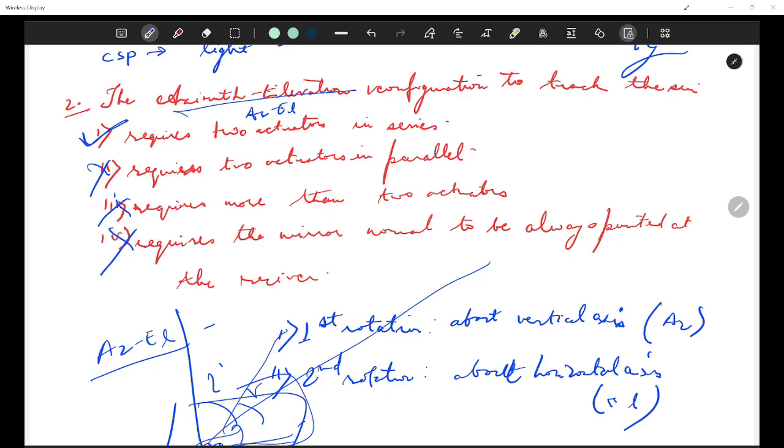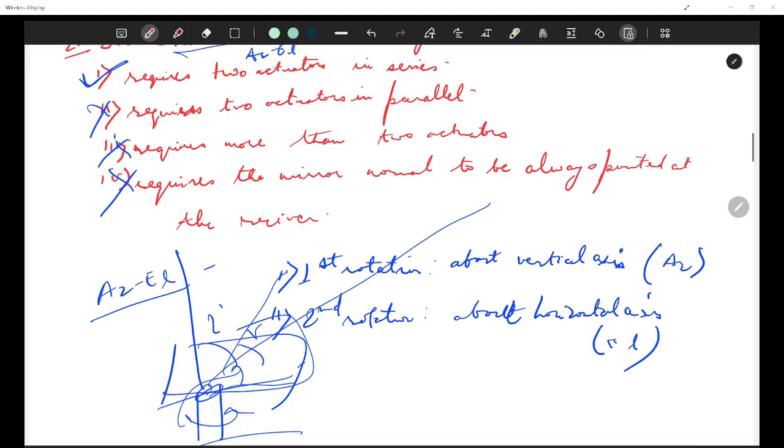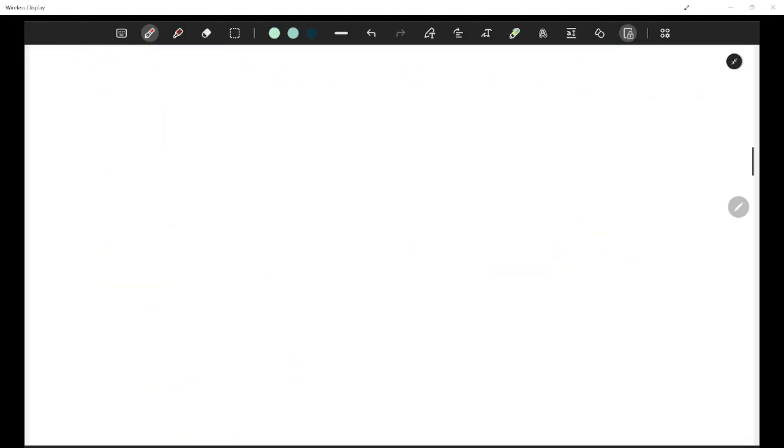Okay. So as always keep in mind, azimuth elevation is like a camera tripod head. The base rotates, then the tilt happens on top of it. So there are 2 actuators, in serial connection, a series configuration. All right. Okay. Let's move to the next question.